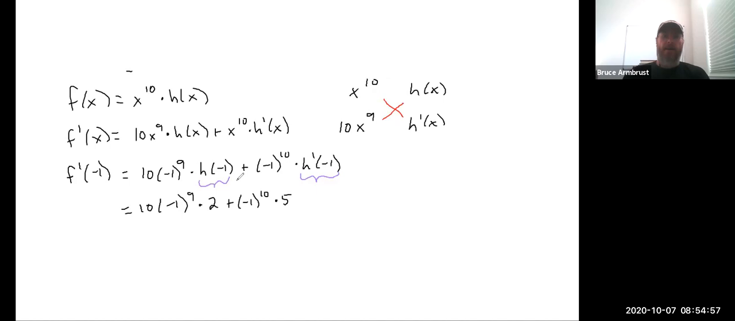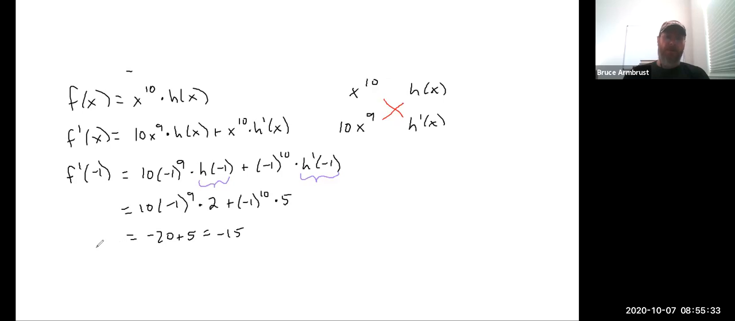And now I have just numbers, and I can do all of this. So -1 to the 9 is going to be -1. The fast way of dealing with this is just look at the exponent. If the exponent is even, it's positive. If it's odd, it's negative. So -1 to the 9th is -1 times 10 times 2 is -20. And then I'm going to add to that. -1 to the 10th is 1. 1 times 5 is 5. So -20 plus 5 is -15.